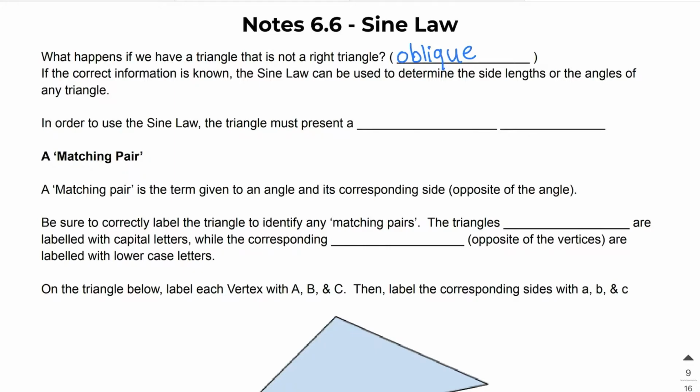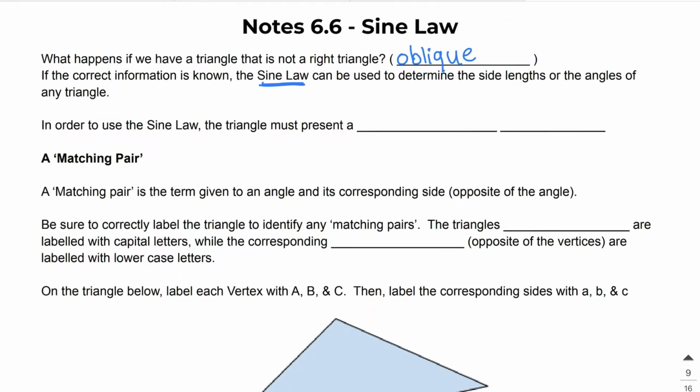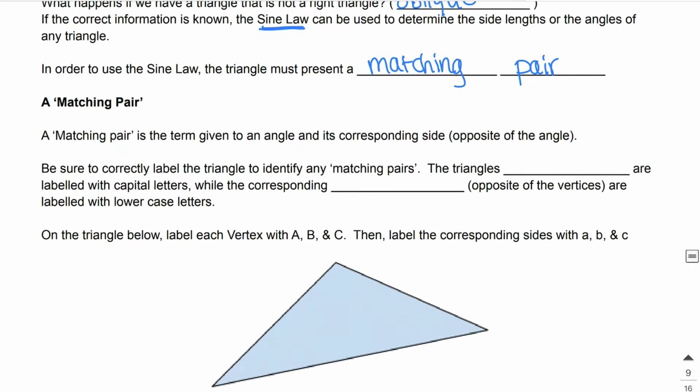Okay, so if the correct information is known, we can use something called the sine law, and that can be used to determine the side lengths or the angles of any triangle. So let's talk about this right here. For starters, in order to use sine law, the triangle must present a matching pair. A matching pair is the term given to an angle and its corresponding side opposite of the angle. So the first thing we need to do is to be sure to correctly label the triangle to identify any matching pairs.